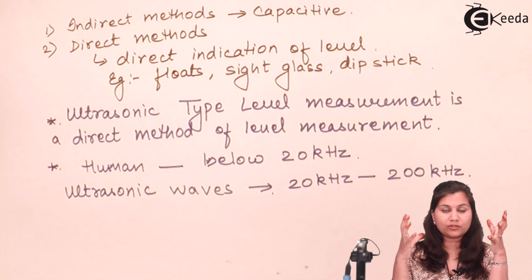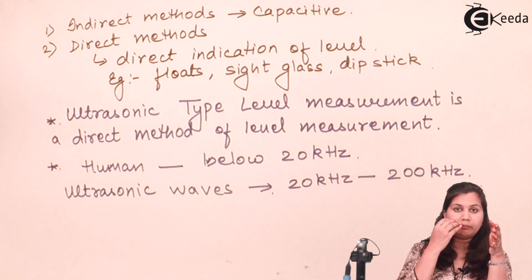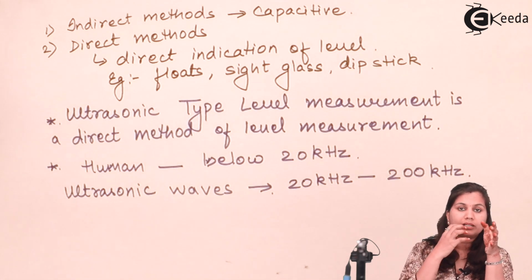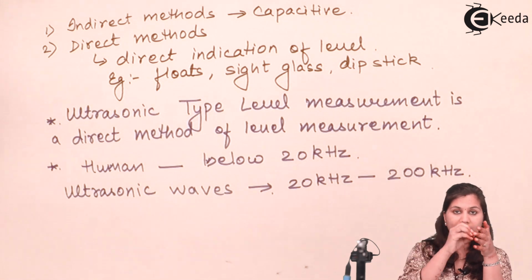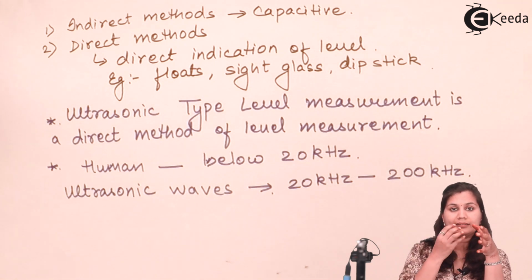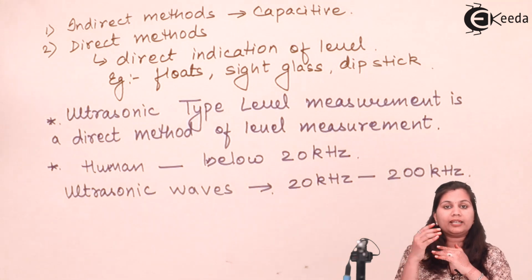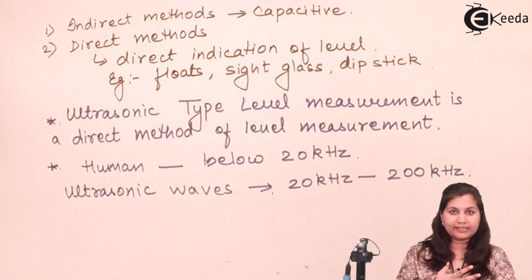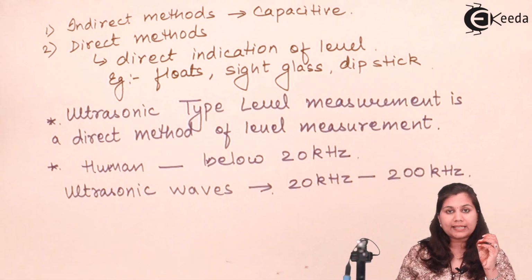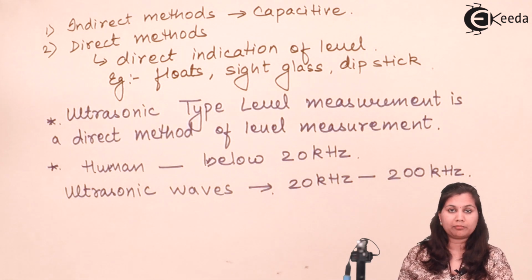A bat generates ultrasonic waves, and when the waves strike an object, they return back. The time taken by the ultrasonic waves to hit the object and return is calculated by the bat, and in that way it calculates the distance of that object from itself. The same principle is used by ultrasonic level measurement methods.